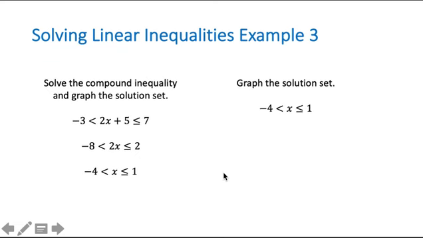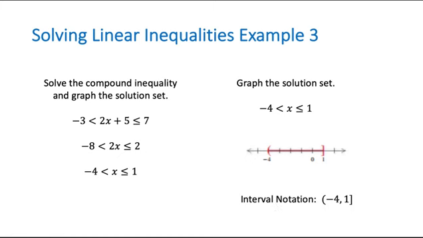Now, what does the graph of that solution set look like? Well, it's all of those numbers from negative 4 until we get to 1. We don't include negative 4. That's why there's a parenthesis. But we do include positive 1. That's why we use a bracket. All right, one last example. I want to show you the answer in interval notation. So that answer in interval notation goes from negative 4 to 1, parenthesis on negative 4, bracket on 1.